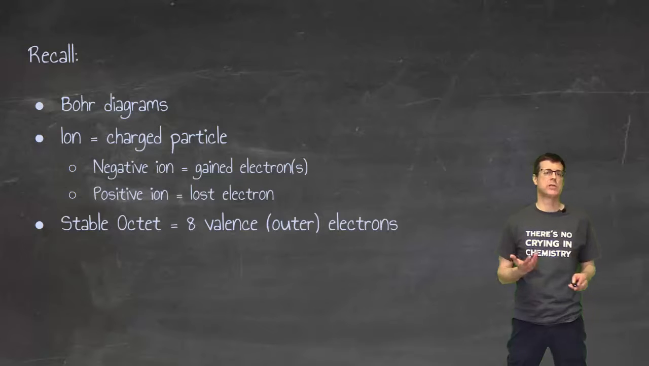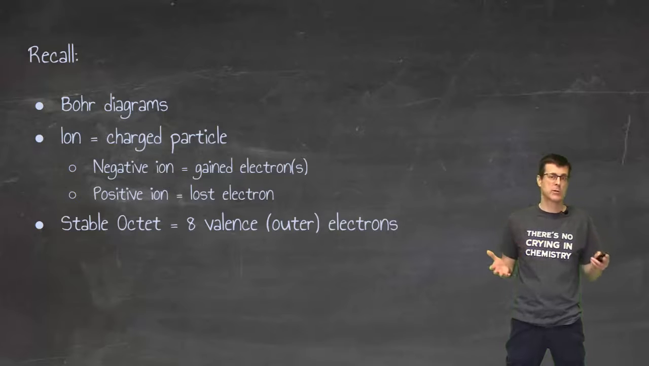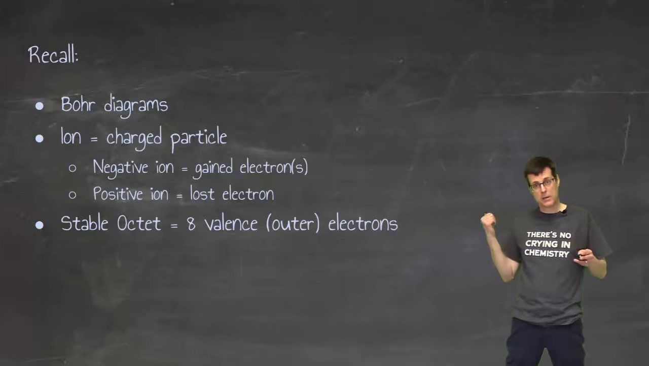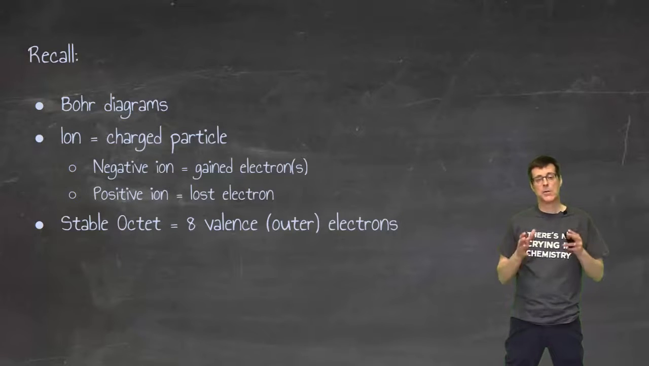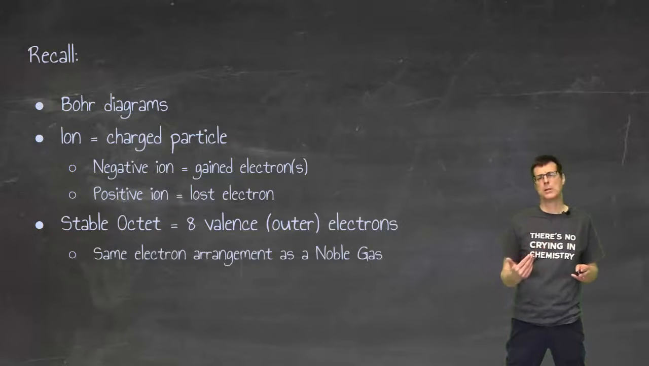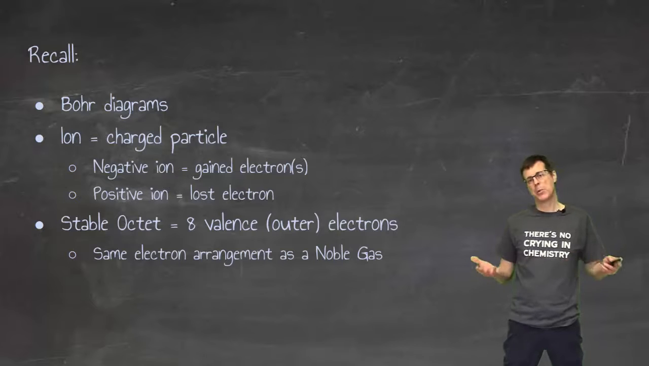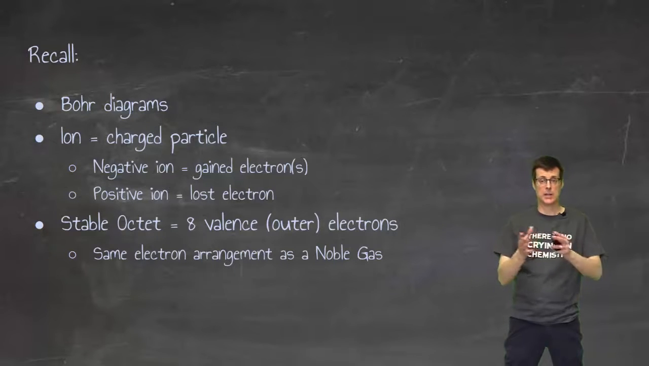And then this idea of a stable octet. Now again, I want to say that a stable octet is nothing magical. It's just a pattern that we've noticed where if an atom has 8 valence electrons, then it is fairly stable. It has a stable arrangement of electrons. And really, the best way to think about a stable octet is that it has the same electron arrangement as a noble gas.